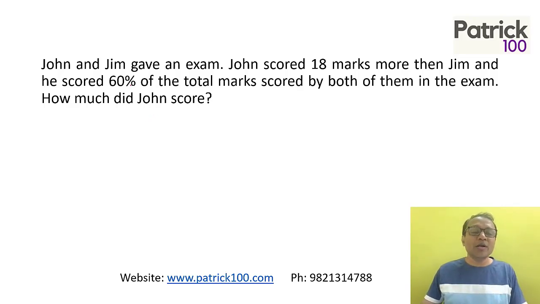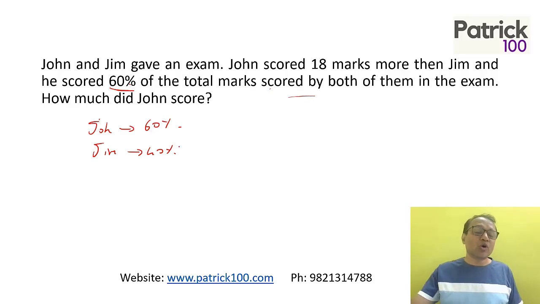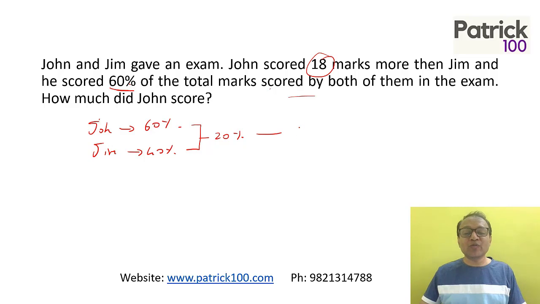If you look at it, John scored 60% of the marks. So Jim would have scored how much? 40%, because 60% total marks were scored by both of them. So if John scored 60, Jim scored 40, which means the difference is 20%. And this 20% they have said is 18 marks. The difference of 20% is 18 marks. So 60% is how much?